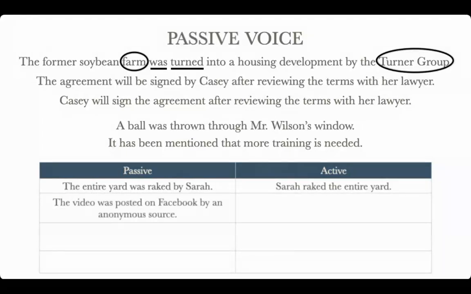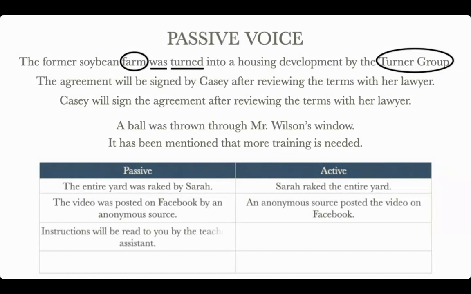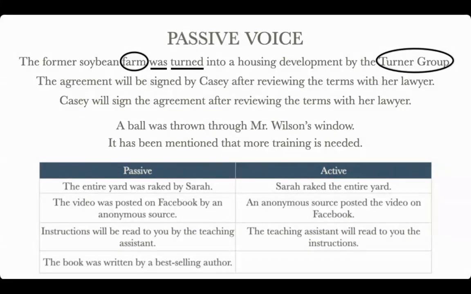Here's our next one. The video was posted on Facebook by an anonymous source. And the active form? An anonymous source posted the video on Facebook. Here's our third. Instructions will be read to you by the teaching assistant. In the active, the teaching assistant will read to you the instructions. How about our last one? The book was written by a best-selling author. Yeah, a best-selling author wrote the book.